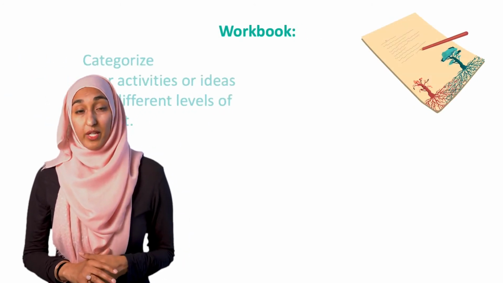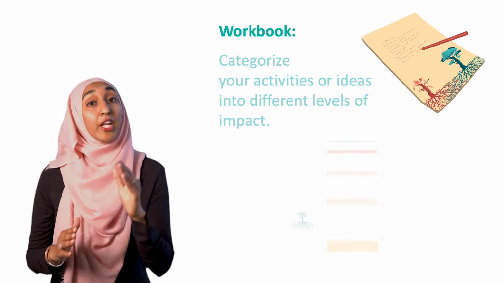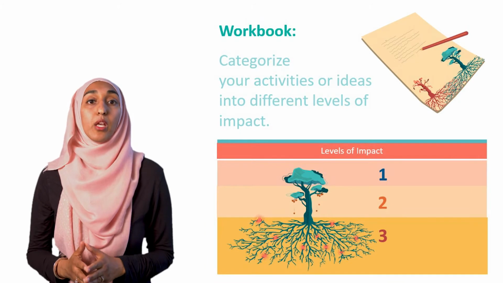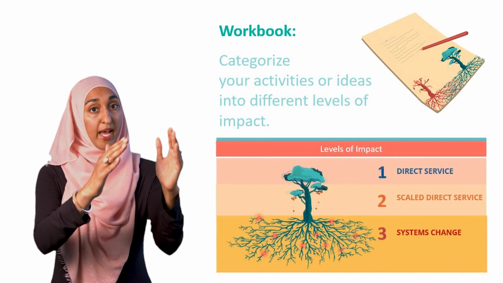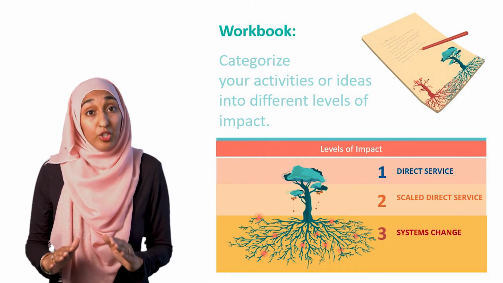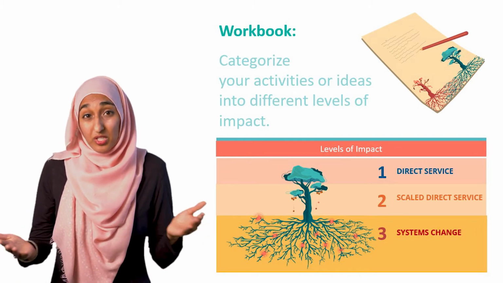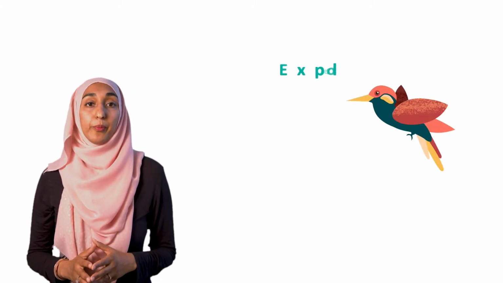Now that you have your list of activities or ideas, turn to your workbook and try to categorize them according to the different levels of impact that we talked about. Which of your achievements or ideas are in the area of direct impact, scale direct impact, systems change, or even contributing to a mindset shift? If you don't have anything under the systems change boxes or other boxes, don't worry. That's what this course is all about.